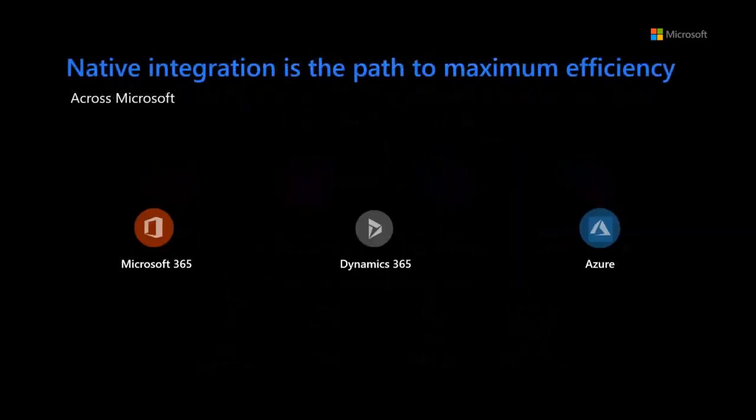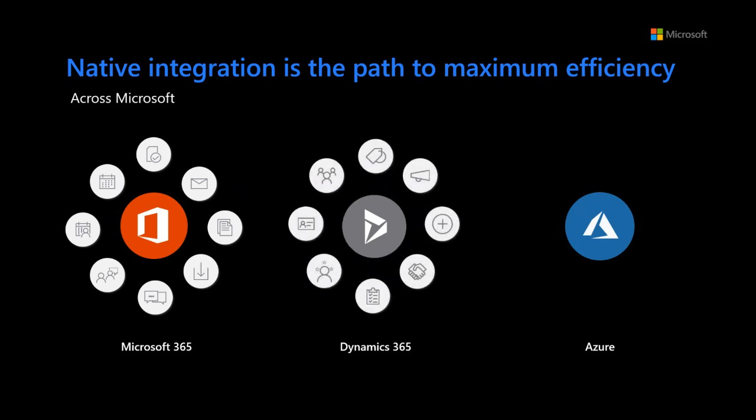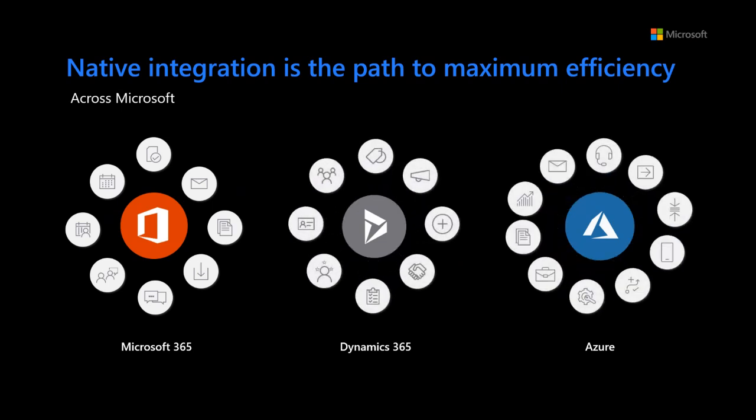Okay, so when we talk about native integration, this is really the path to maximum efficiency. Power Automate offers a range of functionality from triggers and native integration with the Microsoft 3 clouds to build data with CDS, and it's really a holistic automation platform. So when you combine it with Microsoft's other cloud-based applications, it offers a fully integrated platform across Azure, Dynamics 365, and Microsoft 365, and of course the Power Platform.